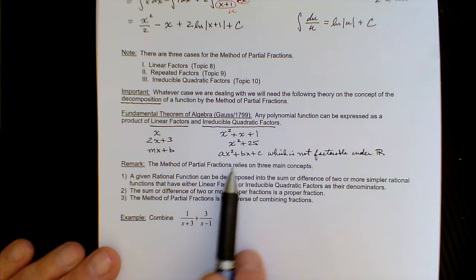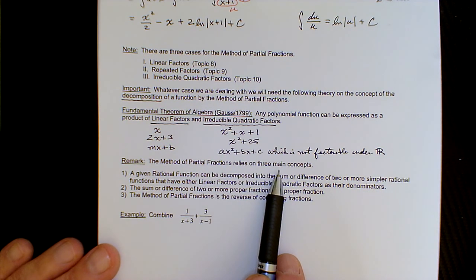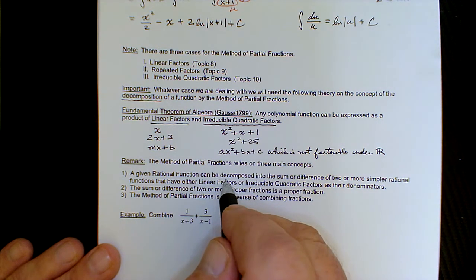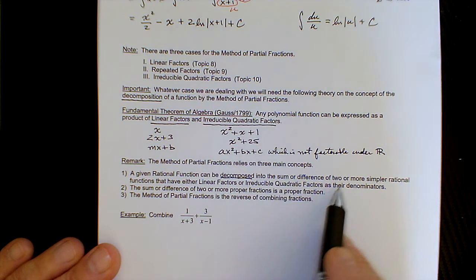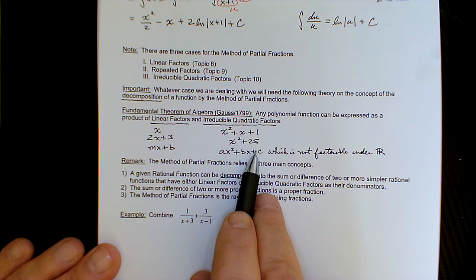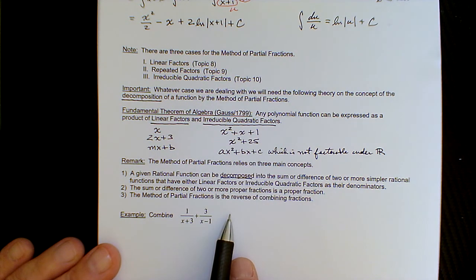Alright, so here's a little remark. There are three main concepts that the method of partial fractions relies upon. A rational function can be, here's that term again, decomposed into the sum or difference of two or more simpler rational functions that have either linears or irreducible quadratics as their denominators. Another thing to note is that the sum or difference of two or more proper fractions is a proper fraction, and that the method of partial fractions is really just reversing combining fractions. So the next two examples will illustrate these things.